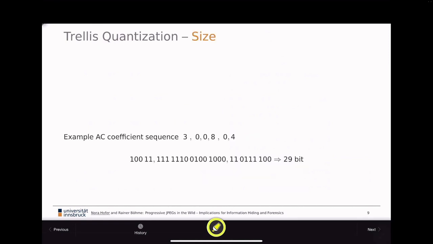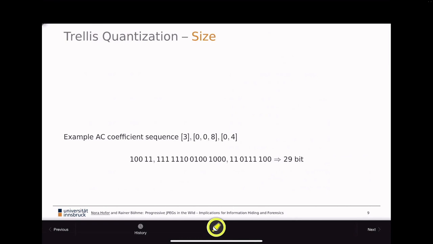And we will explain this looking at an example. We'll look at an example of an AC coefficient sequence, and these are quantized coefficients. So we have the 3, 0, 0, 8, 0, 4. Now, while encoding this, there's basically two things to keep in mind. First is that only the non-zero coefficients plus the number of preceding zeros are actually encoded together. So we would encode the 3, we would encode the 8 together with 2 preceding zeros, and we would encode the 4 together with 1 preceding zero.